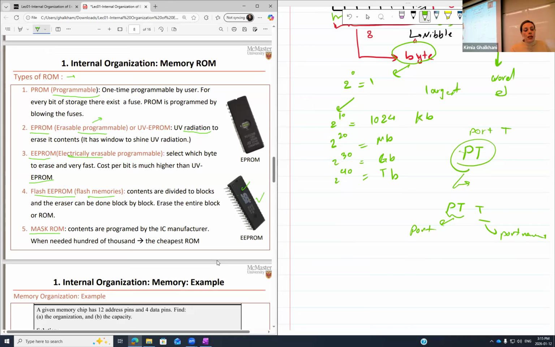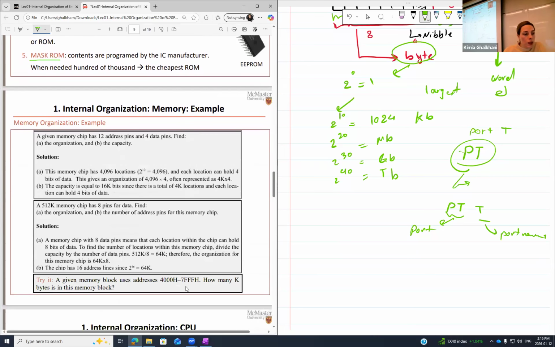Mask ROM is just a type of IC again. It's not like regular USBs or maybe floppy disk or CD or something like that. It's an IC, and it's the cheapest ROM. You need, like, 100 of them in order to hold some information. Why do I say it's the cheapest one? Because it cannot hold a lot of information. The memory is small.